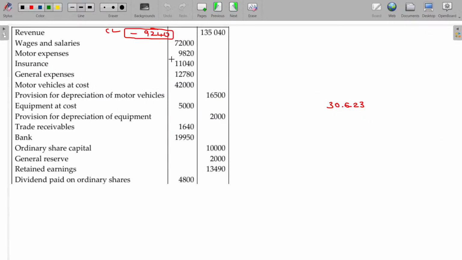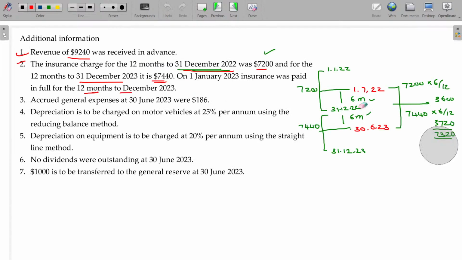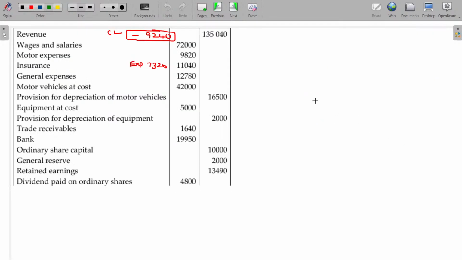So in case of insurance, 7,320 is the expense. The difference between these two will be considered as the advance amount. So for this period, another advance 3,720. Otherwise, you can write this way: 11,040 minus 3,720. If you subtract, what's the value you are getting? You'll get the 7,320. That way also you can work it out. No problem here. Clear?